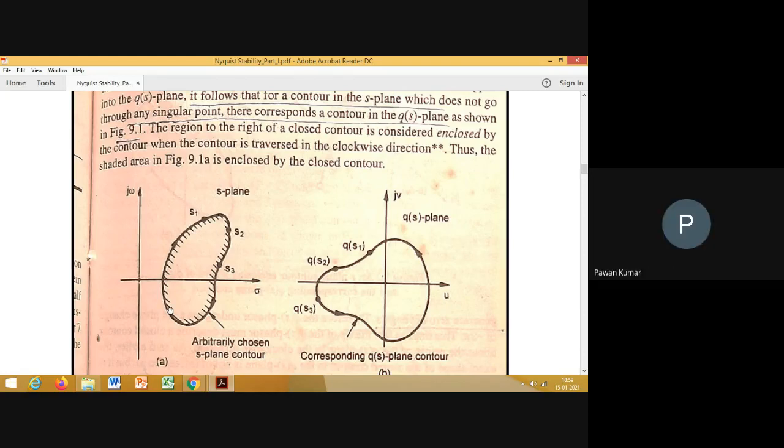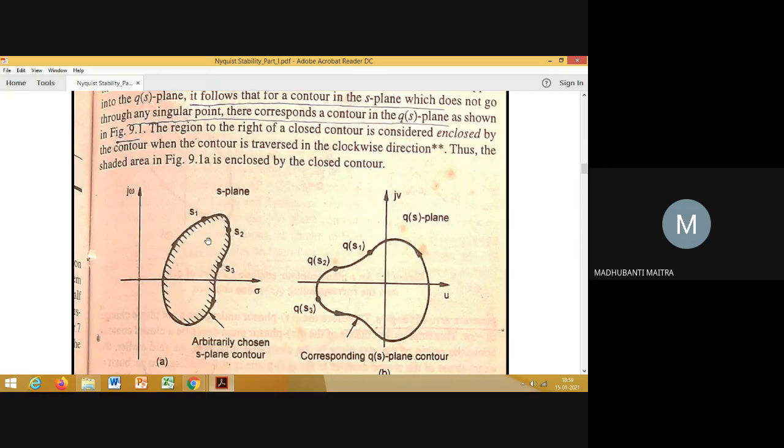Yes, ma'am. So is it absolutely clear? We are traversing this closed contour on the s plane, which we have chosen arbitrarily, but one condition has to be satisfied: at all the points on this contour, the function Q(s) will have to be analytic. In other words, the contour will not pass through any singular point for the given Q(s). And we are traversing this contour in the clockwise direction, identifying the region which is lying to the right of this contour.